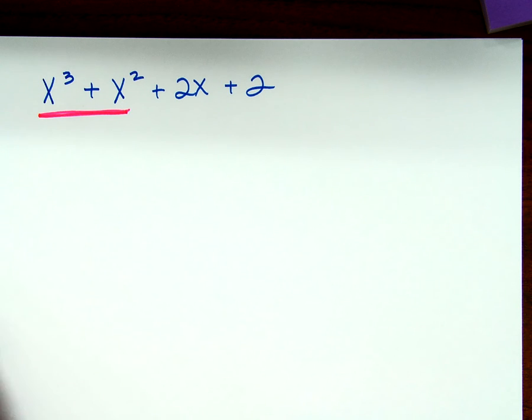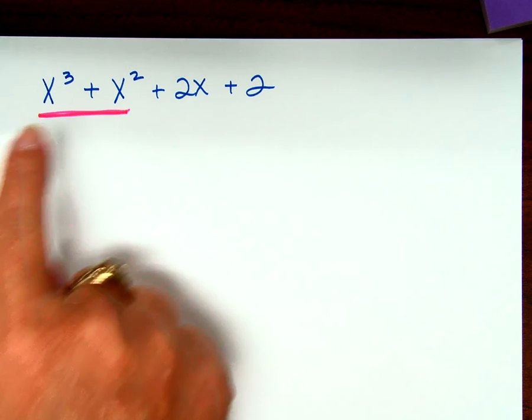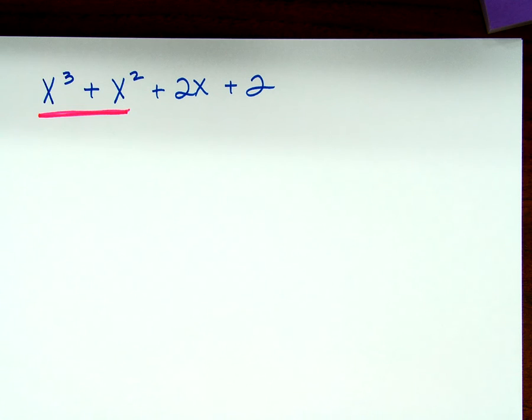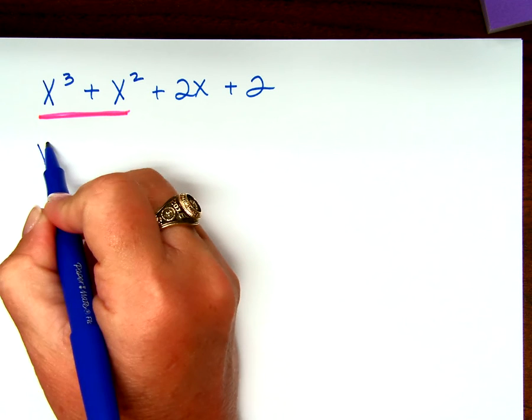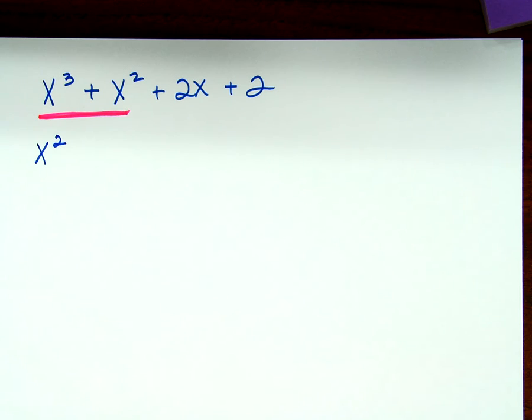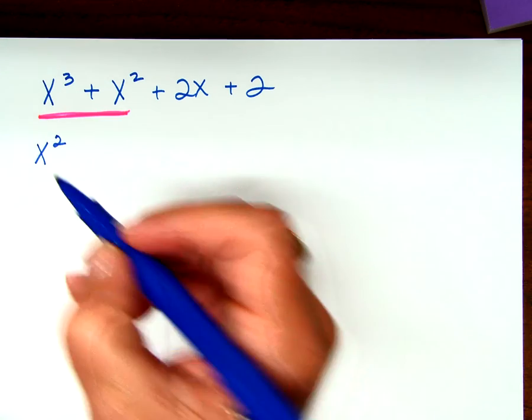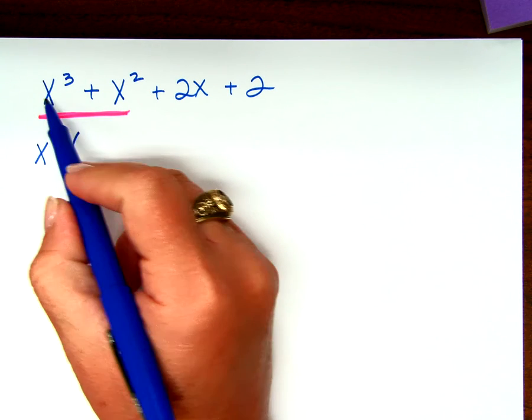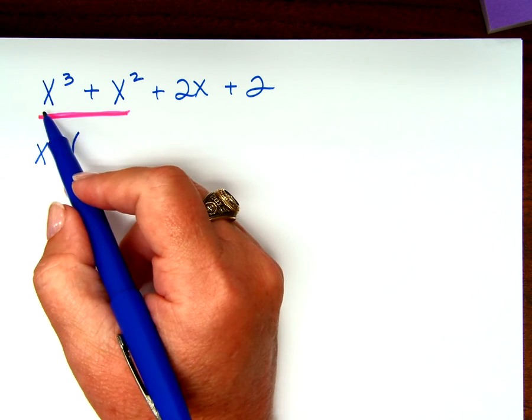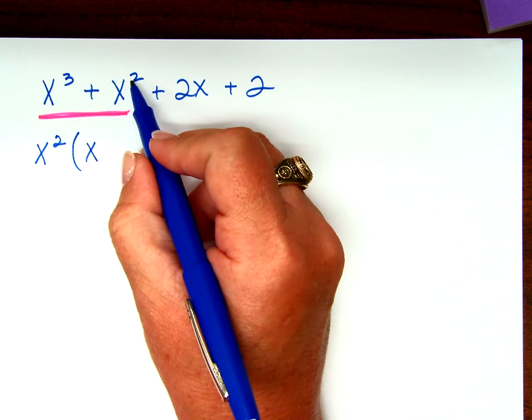And I said to myself, self, is there a greatest common factor in these two terms? Oh, yes, there is, isn't there? What are they both divisible by? X squared, right? X squared is the biggest term that I can pull out of each of these two terms, right? What if I divide the first term by x squared? What's left? X.